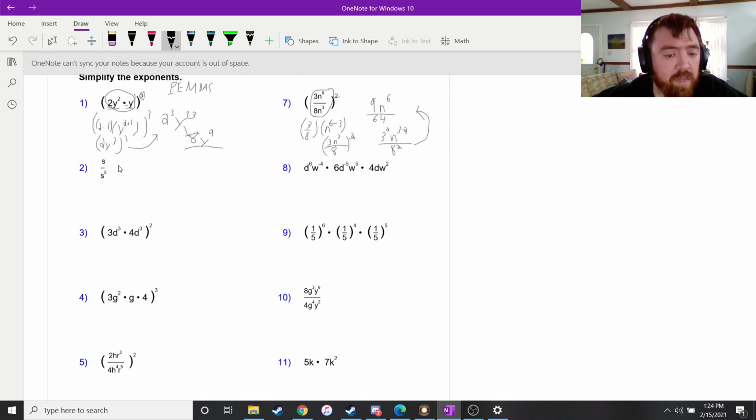Okay, on number 2 here. I know I'm not really going in order. I tend to go side to side and down the whole thing. So s over s to the 5th. Remember, when we're dividing, we subtract these. So I'm going to do s to the first minus 5. And that's going to give us s to the negative 4th. Now at this point, because this is a negative exponent, we are going to flip it and put it on the bottom. So our final answer is going to be 1 over s to the 4th.